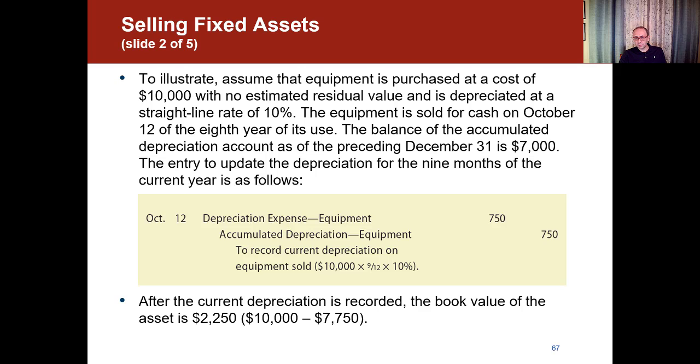So after the current depreciation is recorded, the book value of the asset is going to be $2,250, which is the $10,000 original cost minus the accumulated depreciation, which was the $7,000 plus the $750 that we just calculated. And again, remember, on October 12th, we have to update our depreciation with this journal entry where we debit depreciation expense and we credit the accumulated depreciation.